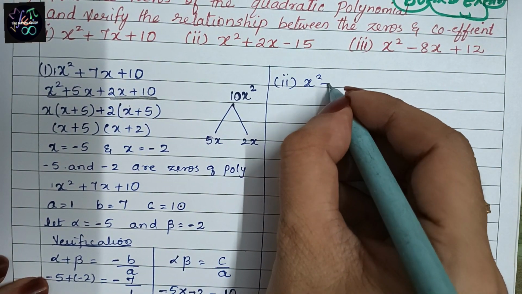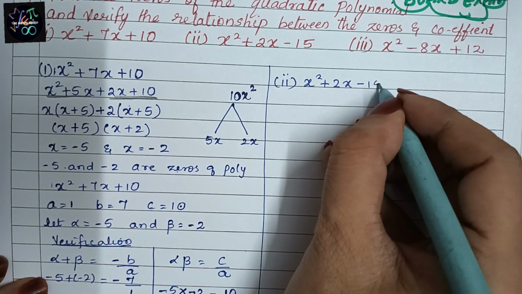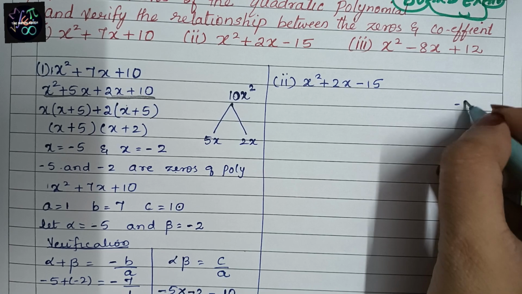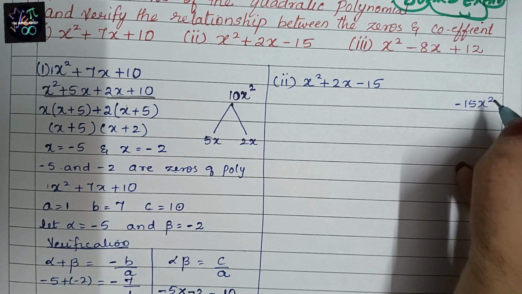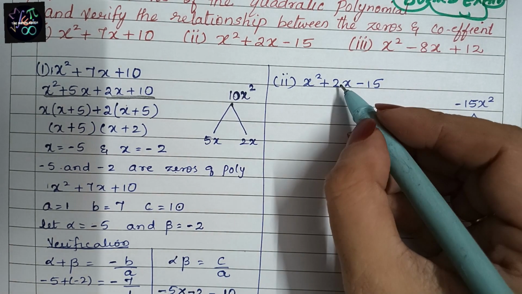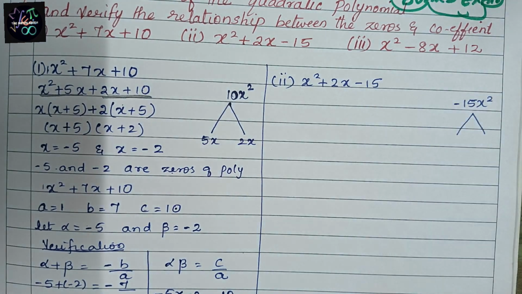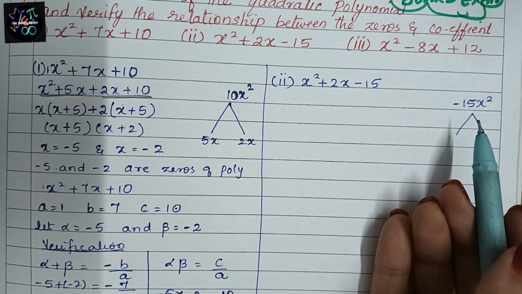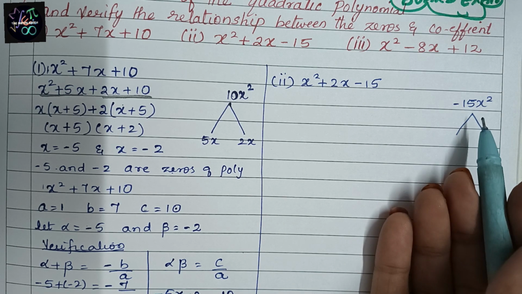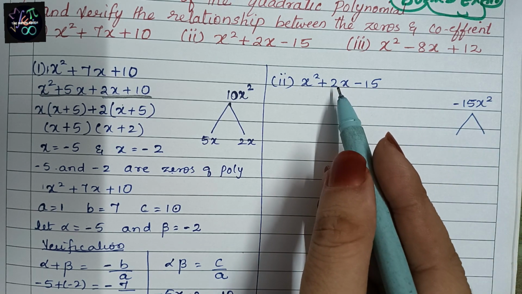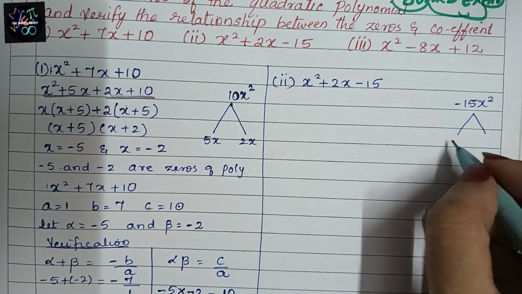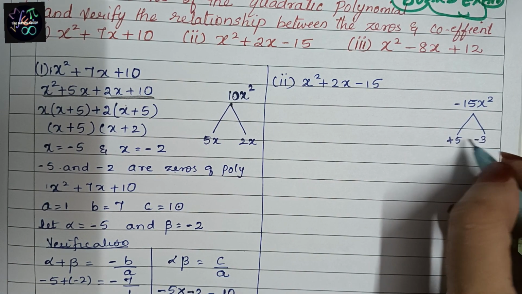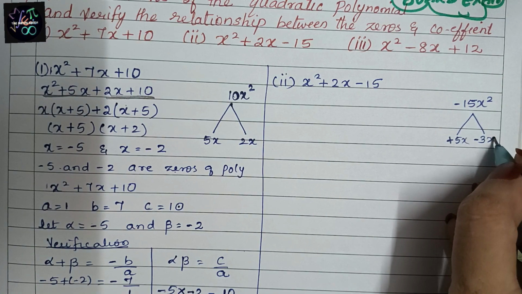x square plus 2x minus 15. First we multiply the first and last numbers: minus 15 into x square, minus 15x square. Now we should find two such numbers. We need the middle term 2x, and when we multiply we need minus 15. So how will we get minus 15? 5 threes are 15, and 5 minus 3 is 2. We want plus 2, so the bigger number gets the plus: 5 threes are 15, and plus 5 minus 3 is plus 2. So 5x and 3x.